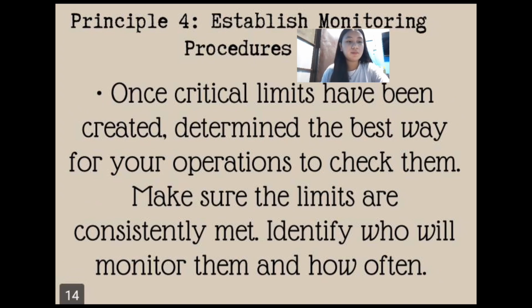Principle number 4 is establish monitoring procedures. Once critical limits have been created, determine the best way for your operations to check them. Make sure the limits are consistently met. Identify who will monitor them and how often. Monitoring is a plan which includes observations or measurements to assess whether the CCP is being met. It provides a record of the flow of food through the establishment.